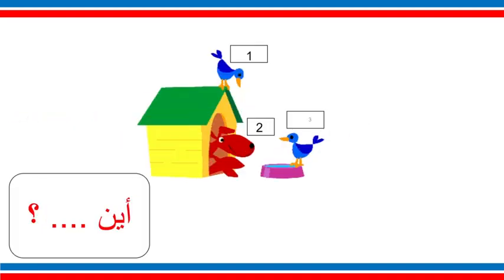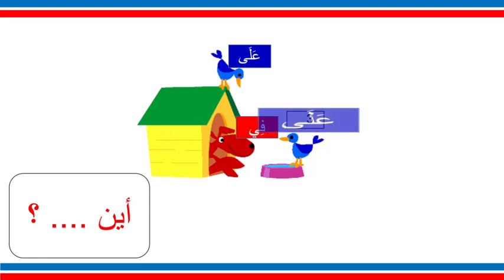We have number one, the bird. Number two, the dog. Number three is the bird again. So, number واحد. Number one. أين the bird? The bird is على البيت. على البيت. رقم اثنان. Number two. أين the dog? The dog is في البيت. Number 3, the bird again. The bird is على.